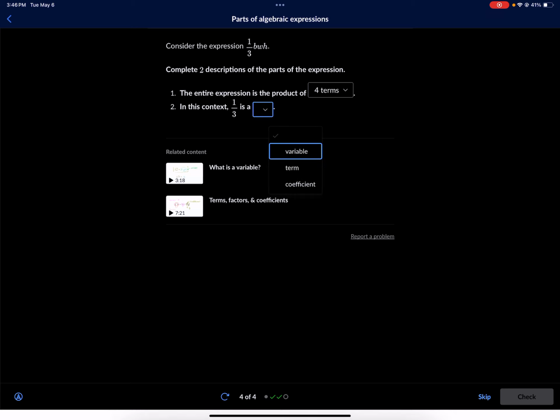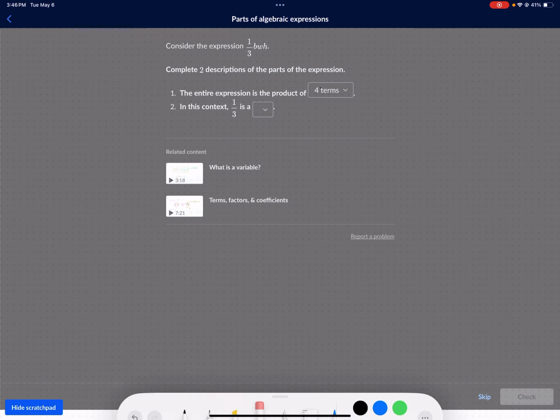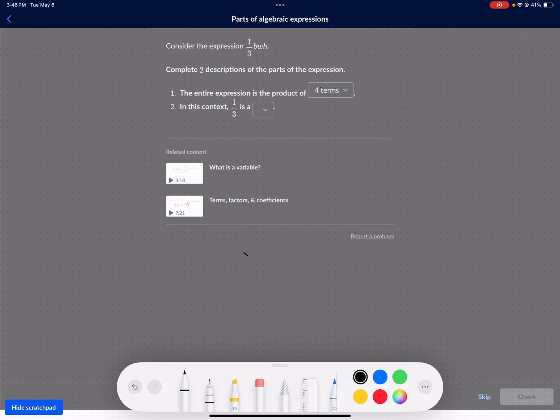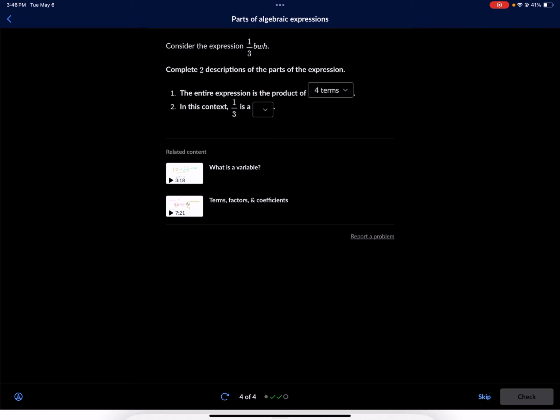So we have variable, term, coefficient. A variable is any letter with a given value that may be known or unknown. A coefficient is any number. And a term is a coefficient and a variable. So 1/3 is just a number. It has no variable. It is a coefficient.